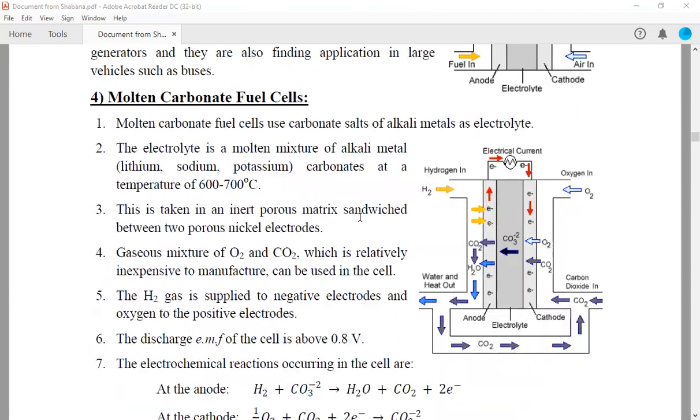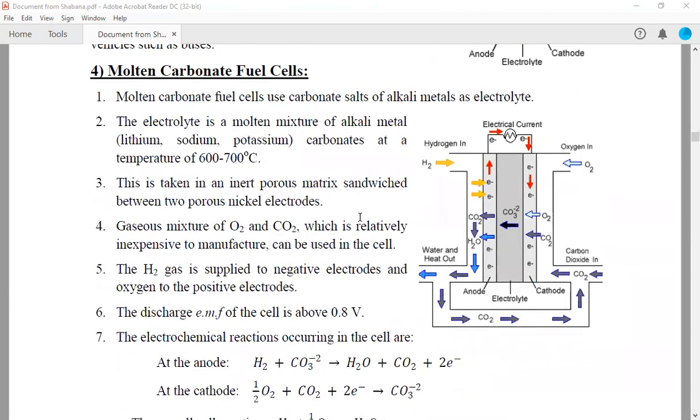Coming to the molten carbonate fuel cell. The utilization of electricity in natural gas, biogas, and coal-based power plants is by the molten carbonate fuel cell. This molten carbonate fuel cell uses carbonate salts of alkali metals as electrolyte. And this is the construction of the molten carbonate fuel cell.